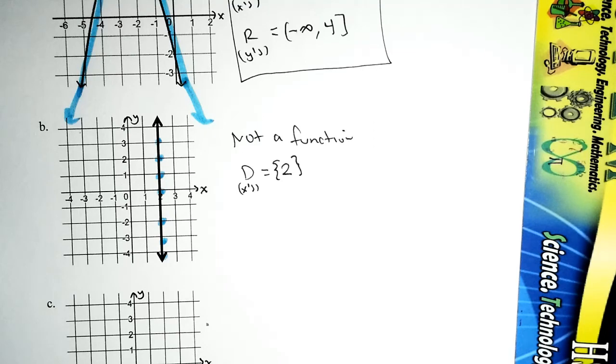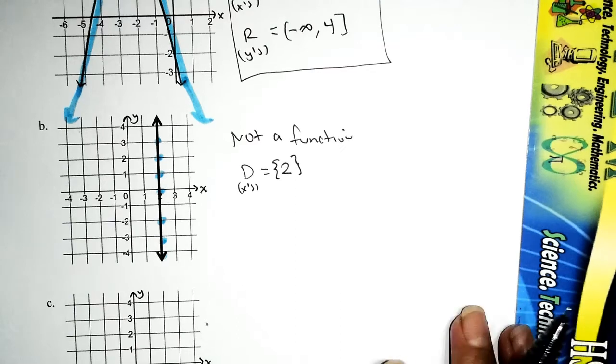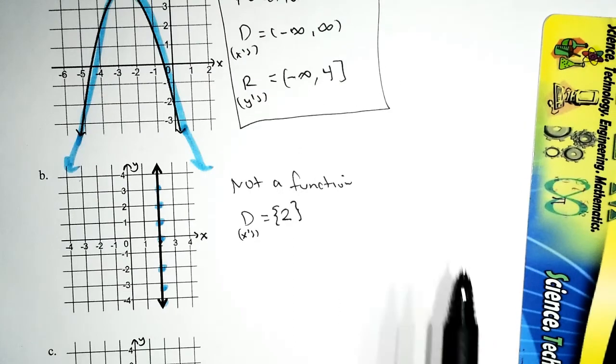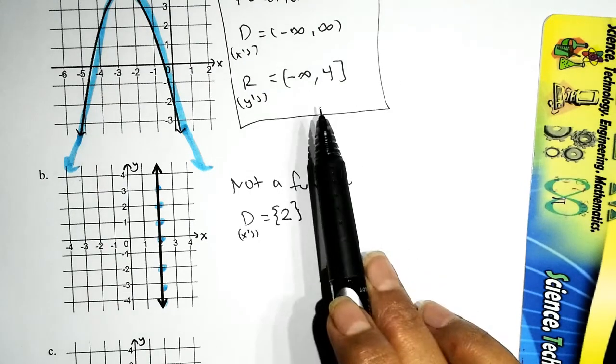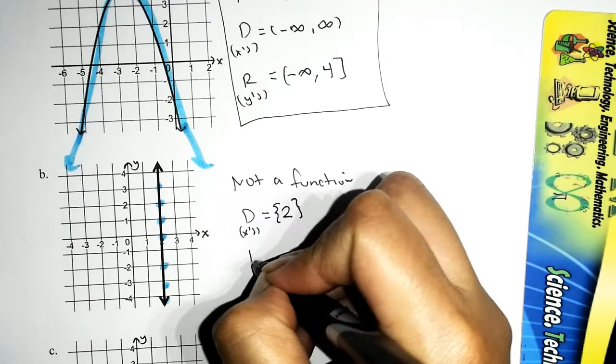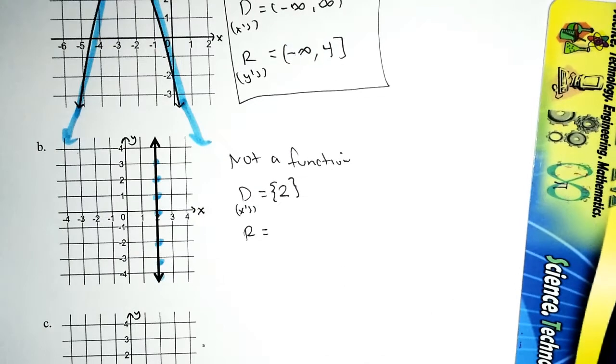Range, if we only have a few elements, then same speech, put it in set notation. But if we have a boatload of continuous elements, then we write it in interval notation. So in this case, we're going to have to write it in interval notation.